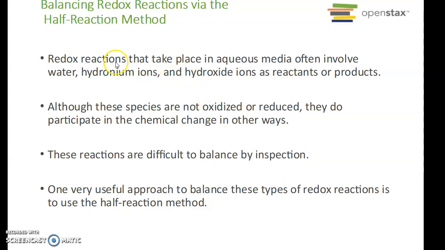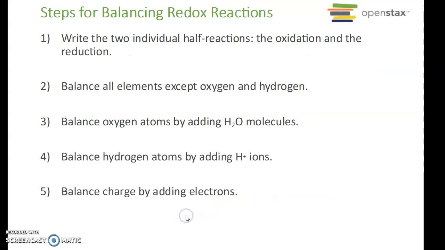So you balance these by half reactions. Redox reactions take place and often involve water, hydronium ions, and hydroxide ions as the reactants. Although these species are not oxidized or reduced, they do participate in the chemical reaction in other ways. These reactions are difficult to balance by inspection. Okay, a useful method to approach these balances is the half reaction method.